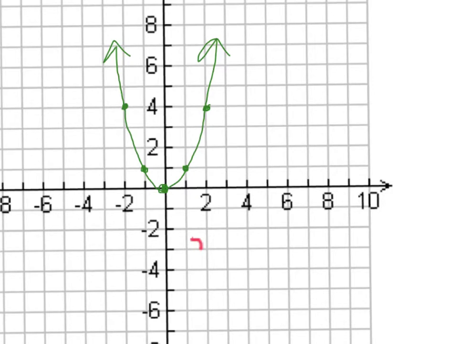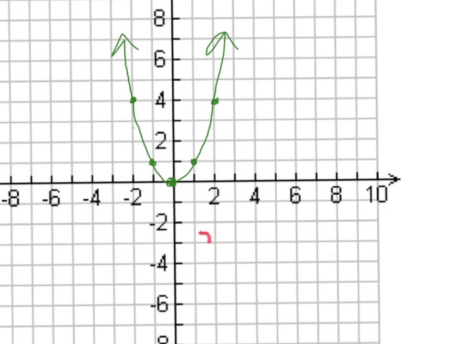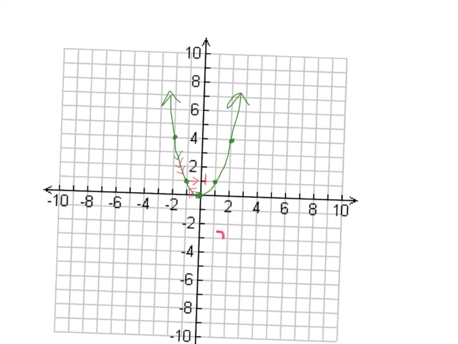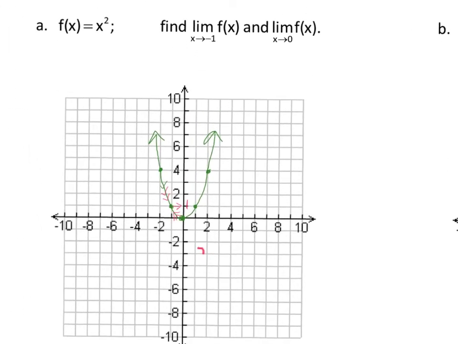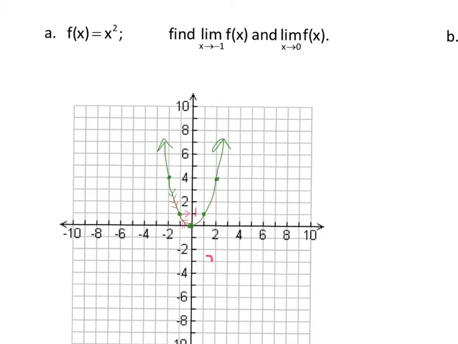Alright, so here we go. We're approaching negative 1 from the left and from the right, and we look over, and lo and behold, my y value is 1. So the answer to that question would be, zoom back out, this limit is equal to 1. And then we do the same thing if we head to 0 from the left and to the right. I think you can see that that limit would be 0.